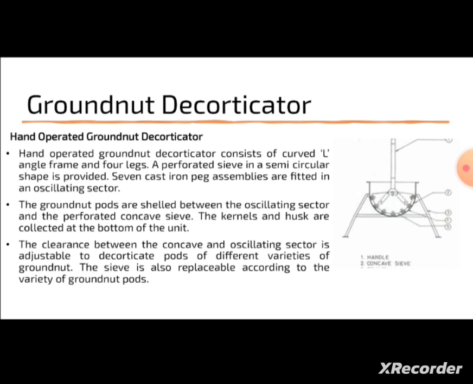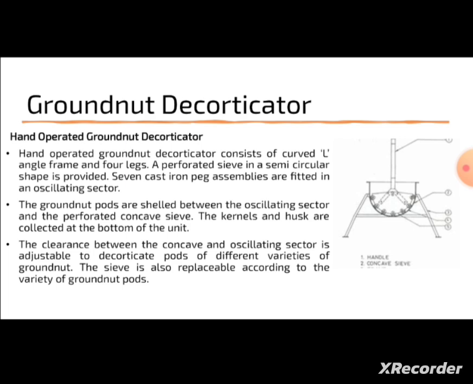A perforated sheet or sieve in semicircular shape is provided, so that the groundnut pods are shelled between the oscillating sector and the perforated concave sieve. The kernels and husk are collected at the bottom of the unit. The clearance between the concave and the oscillating sector is adjustable to decorticate the pods of different varieties of groundnuts. Decortication is nothing but the removal or breaking of the outer cover of the groundnut to get out the peanuts inside the shell.